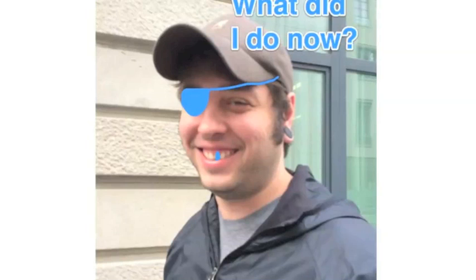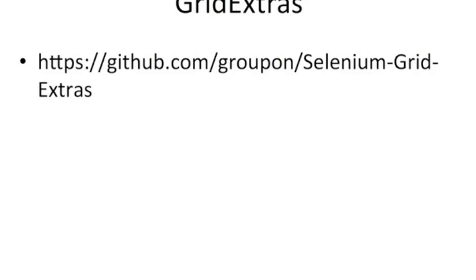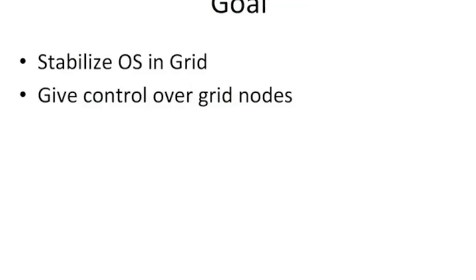Now I'm going to keep this last section kind of short because I blame Jack for doing too much good stuff in the beginning with the virtualization and proxies. And this last part is a project that I've been working on for about a year now. We called it Selenium Grid Extras. Basically, the goal of the project was to stabilize the operating systems of all the nodes and give you a little bit more control over the Windows resources and Mac resources and Linux resources.